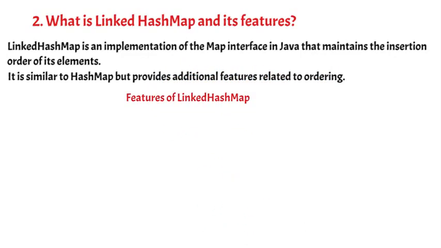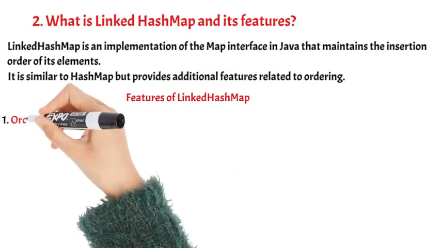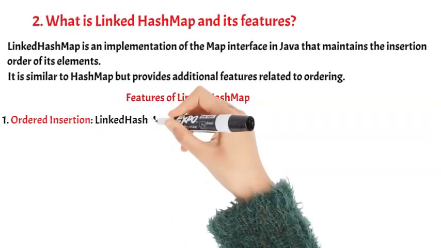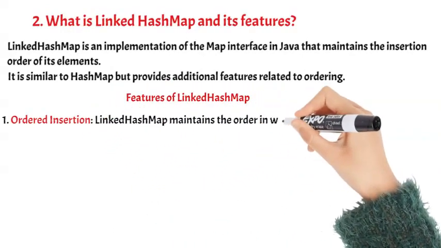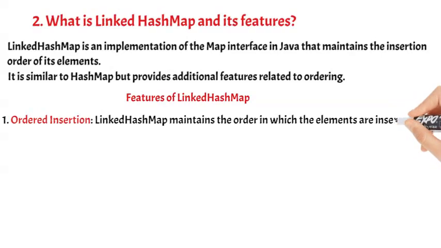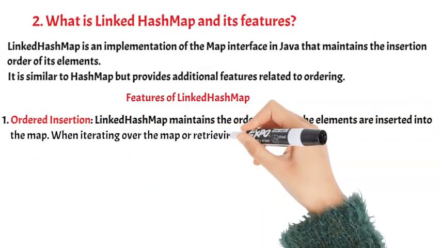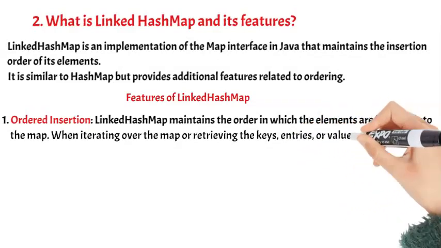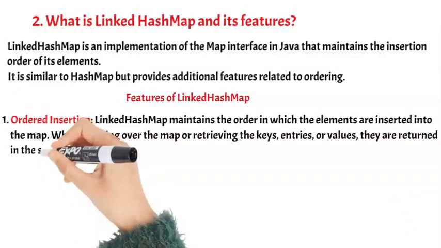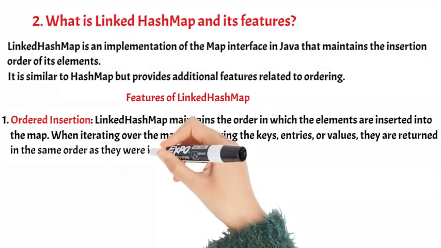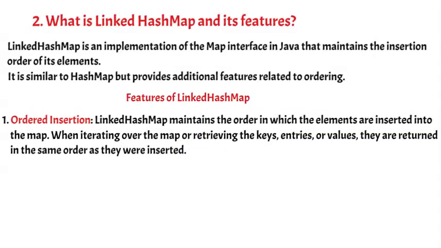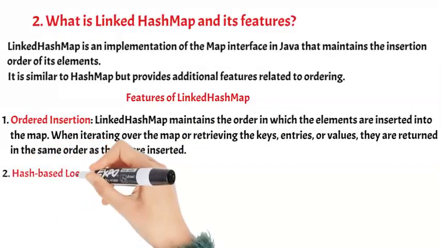Features of LinkedHashMap. 1. Ordered insertion. LinkedHashMap maintains the order in which the elements are inserted into the map. When iterating over the map or retrieving the keys, entries, or values, they are returned in the same order as they were inserted.